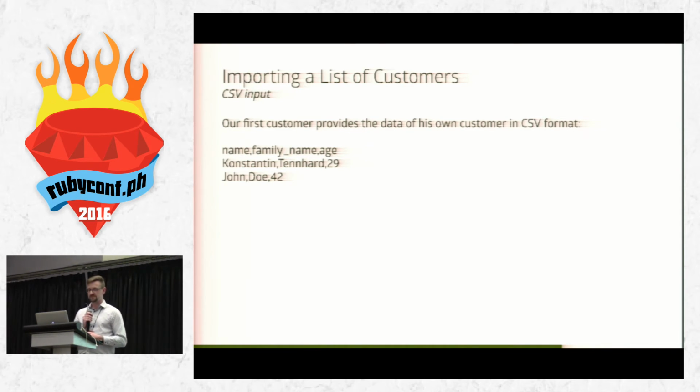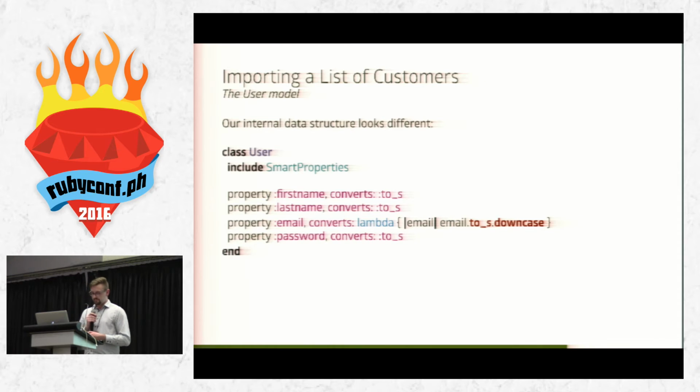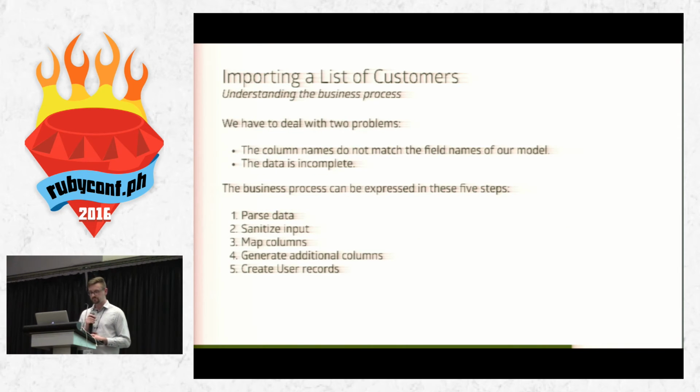Let's say we have some CSV that contains the given name, the family name, and the age. And we have a record that simply consists of first name, last name, email, and password. The issue here is that our field names in the record object do not align with the field names in the CSV data that we might just have gotten from one of our customers.